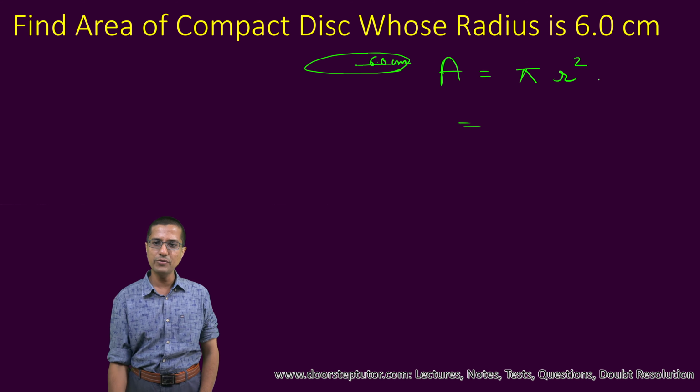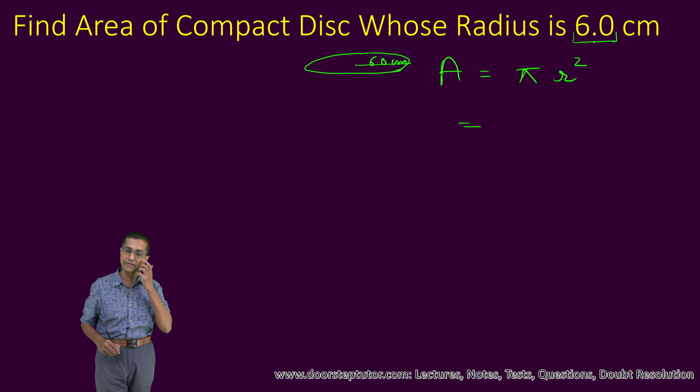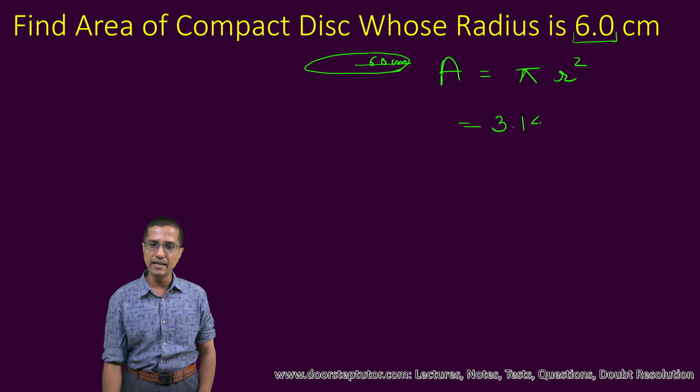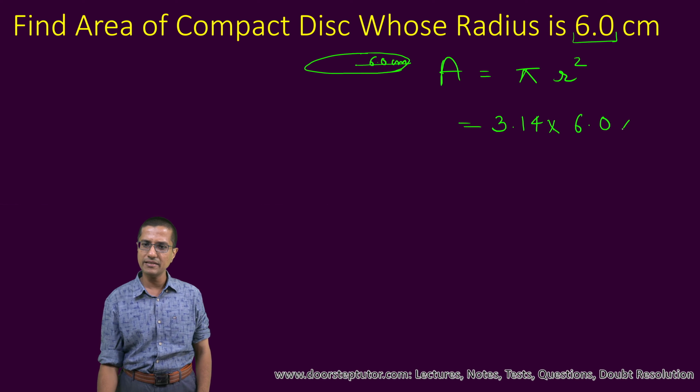The first thing we'll notice is that this r is given to us in two significant figures. So we'll choose a value of pi with more than two significant figures so that our answer is not limited by our value of pi. And then we'll multiply this with r squared, which means we'll multiply it 2 times with r. Now, if you compute this value, it comes out to be 113.09.